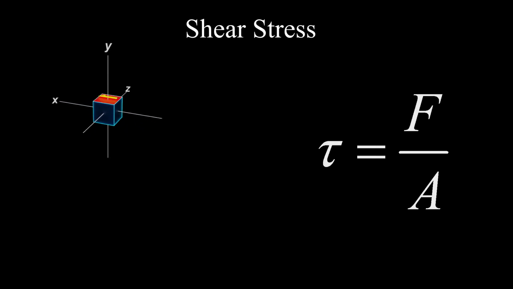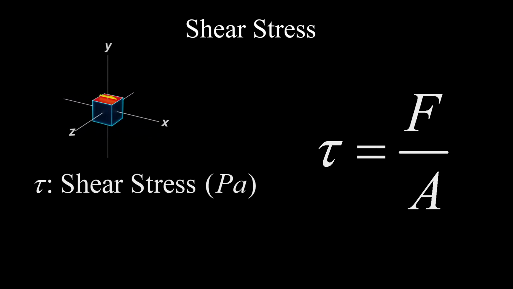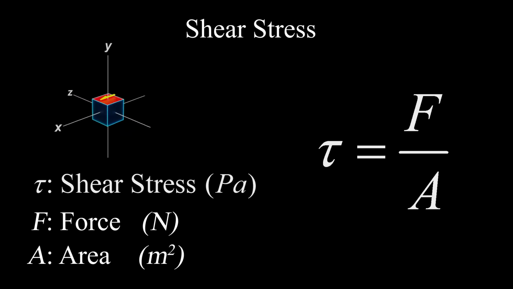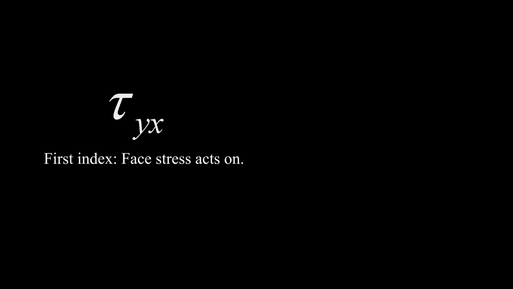Shear stress is defined as a force divided by area. Here, tau is shear stress with units of newtons per meter squared, or equivalently pascals. F is force, and A is area. One more important thing that must be mentioned about shear stress concerns the direction the stress acts in. This is indicated by two indices on the symbol used to denote stress. The first index indicates the face on the element the stress acts on. The second index indicates the direction the stress acts in.